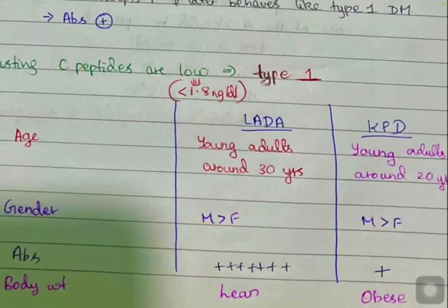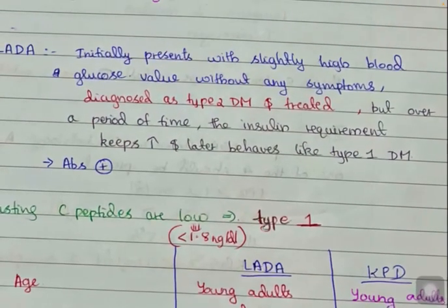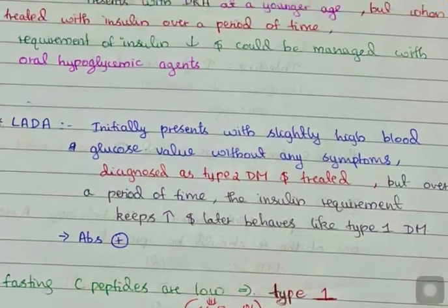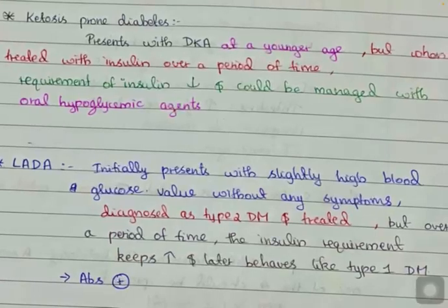And in case of LADA, the initial management, as we told, will be that of type 2 diabetes mellitus, that is oral hypoglycemic agents, and later the management will be insulin. Whereas in case of KPD, the initial management will be insulin as in type 1, and later on it can be managed with oral hypoglycemic agents, just like how we treat type 2 diabetes mellitus.